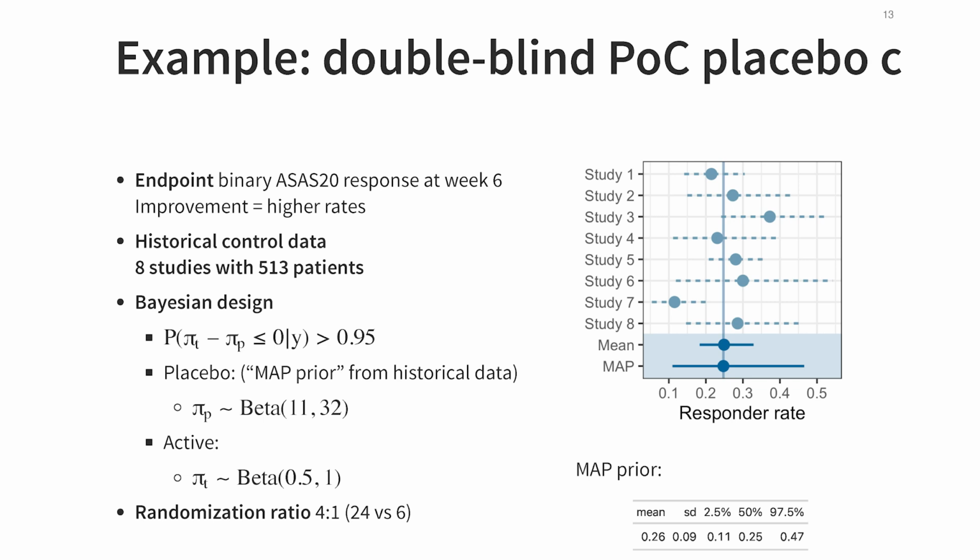And the endpoint here is a binary ASAS 20. ASAS is a continuous score for those patients, and the 20, I'm not sure anymore, but I think it refers to a 20% improvement in that score at week 6. So improvement would be more, higher response rates are better.